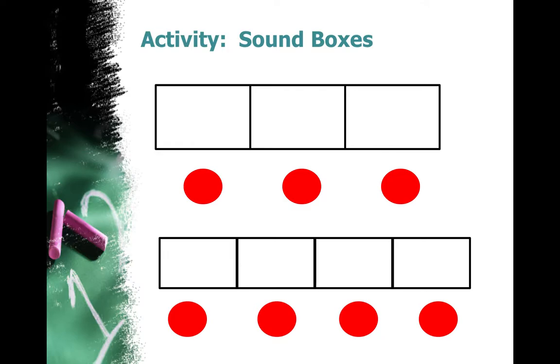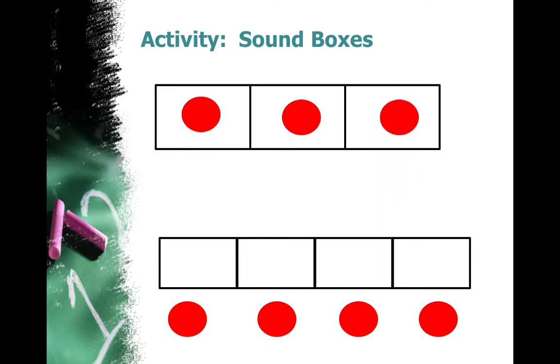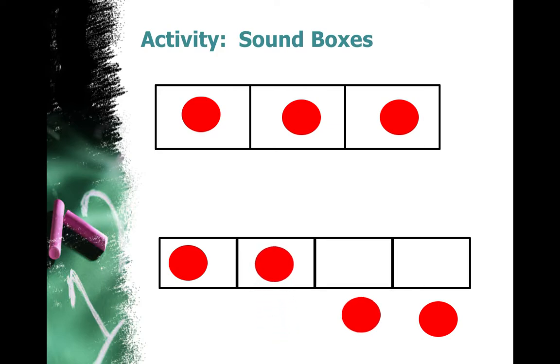So you would say, m, a, t, mat. And you might even draw under it with your finger, mat. Down here, if we had the word frog, we would say, f for the first sound, r, o, g.